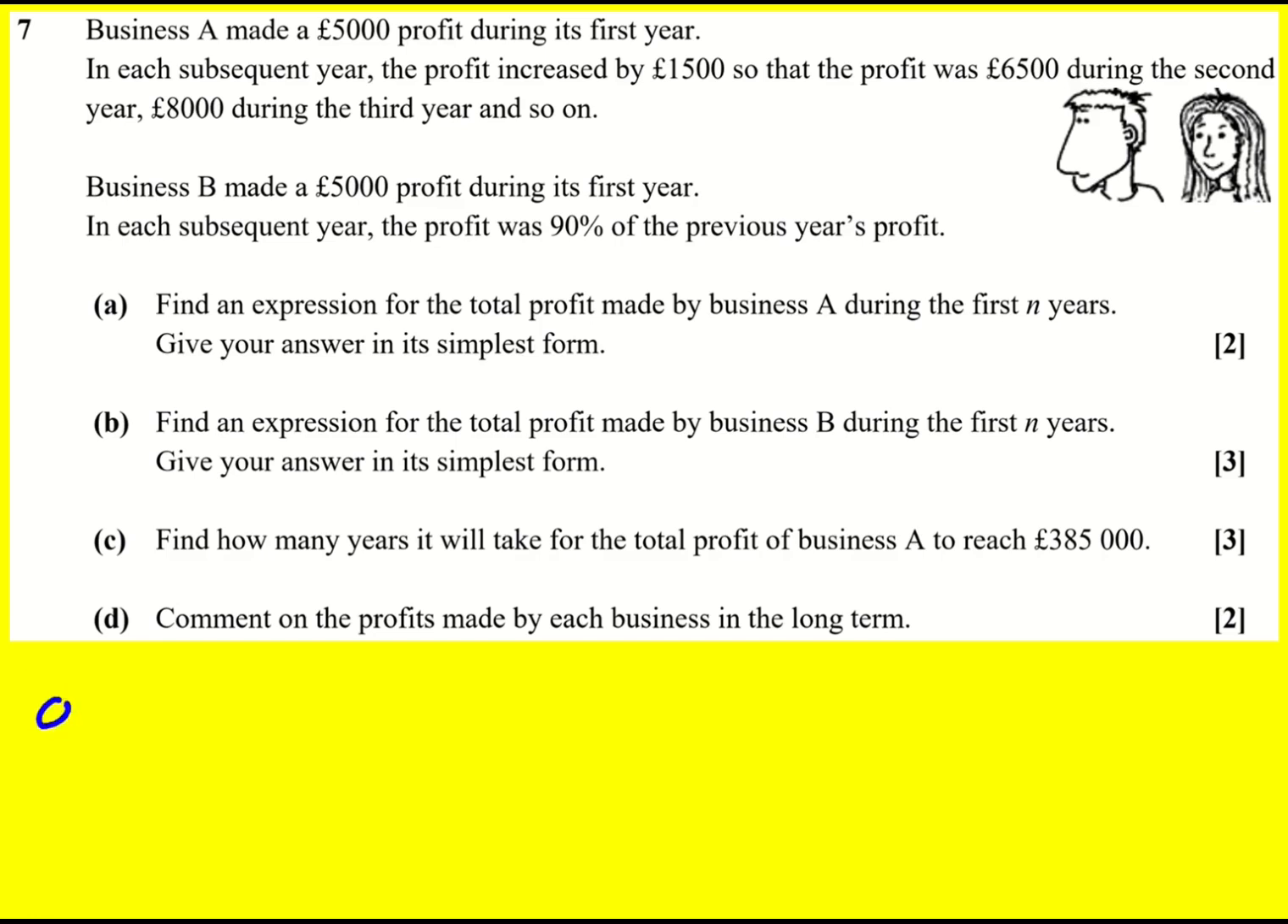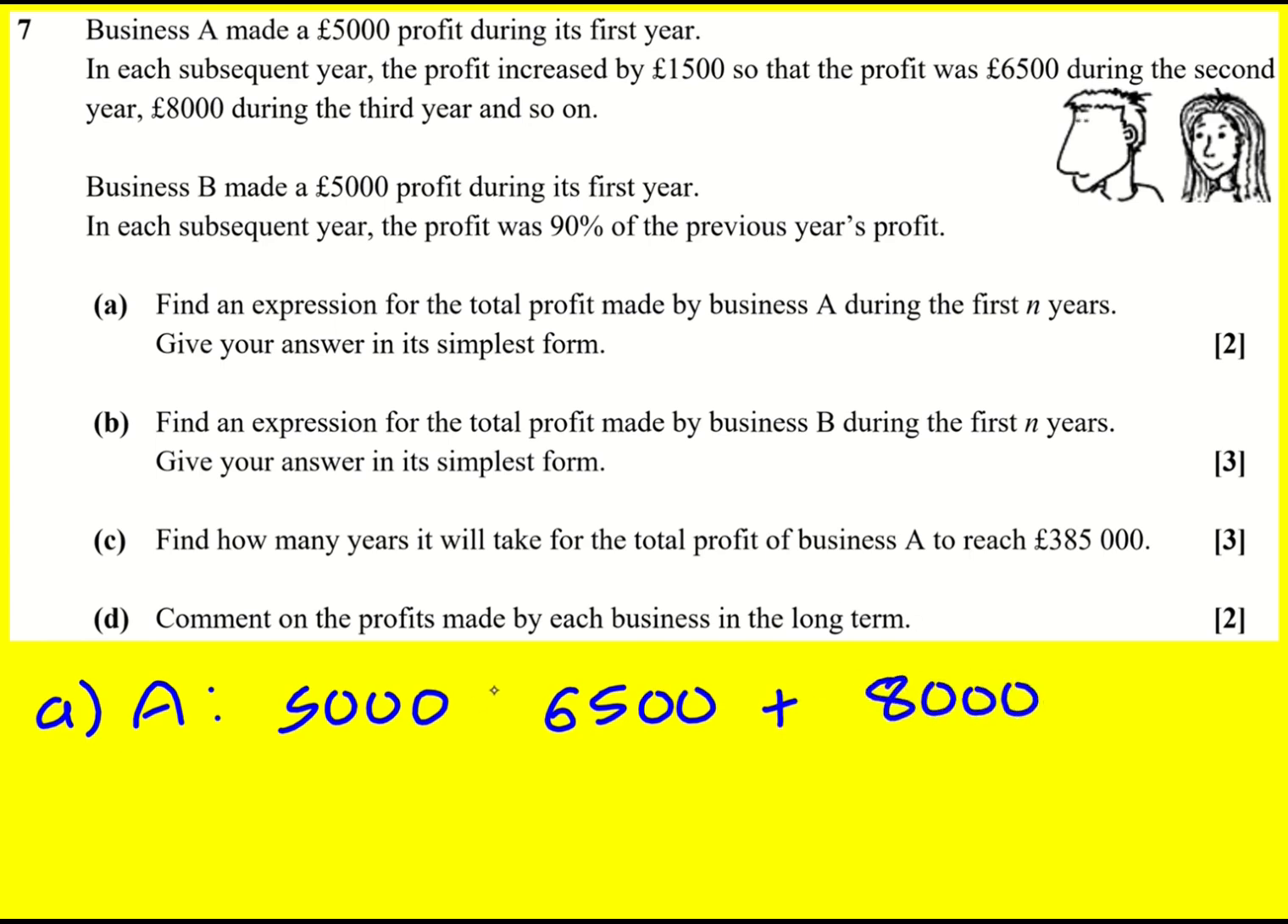Let's take a look at business A. We're told that they make 5,000 in the first year, and then the profit is increased by 1,500 each year. So it'd be 6,500 in the next year, 8,000, and so on. Then we're asked for the total profit during the first n years.